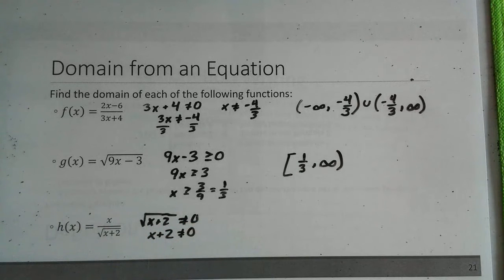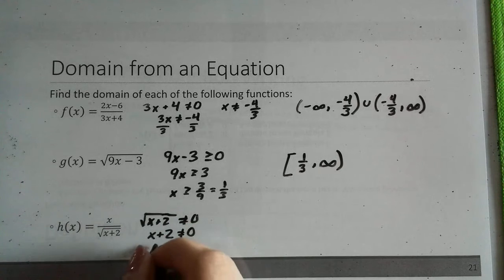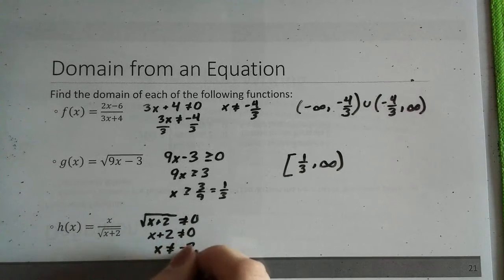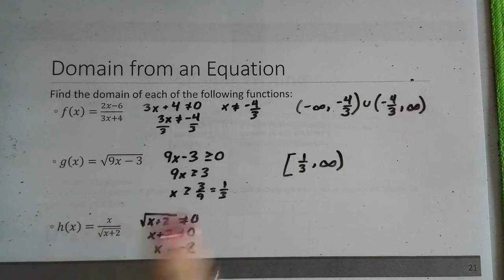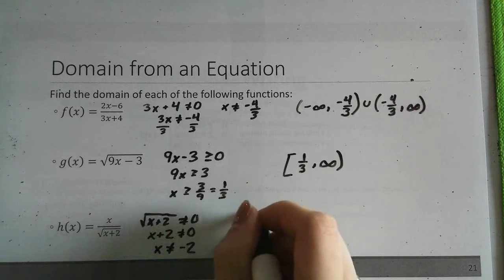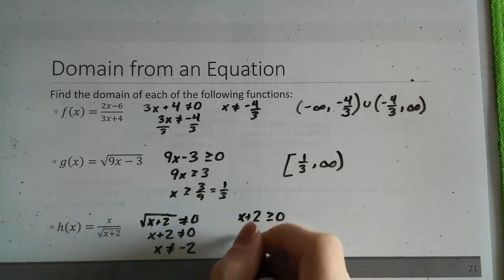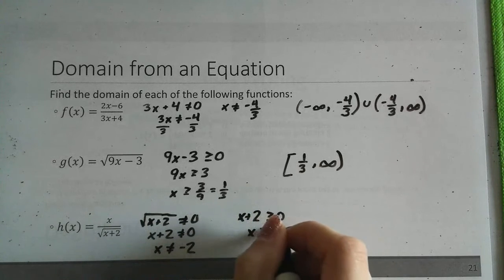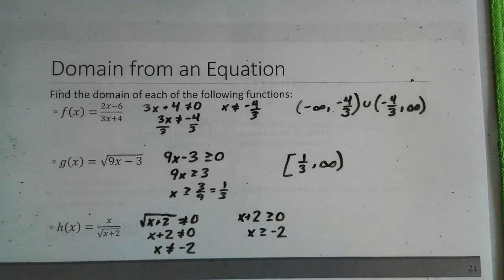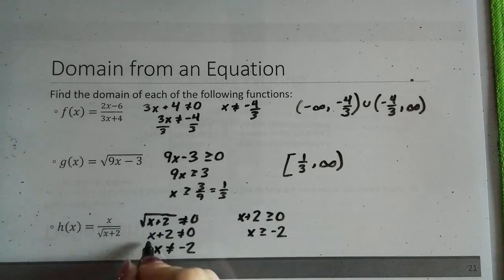If x plus 2 is not equal to 0, then I can subtract the 2 over, and I get that x cannot be equal to -2. So I checked the fraction. Now I need to see if there's something else. There's a square root this time. So I need to make sure the thing under the radical, the x plus 2, is always greater than or equal to 0. So I subtract the 2 over. I get that x has to be greater than or equal to -2. There are no logarithms, so these are my two restrictions.